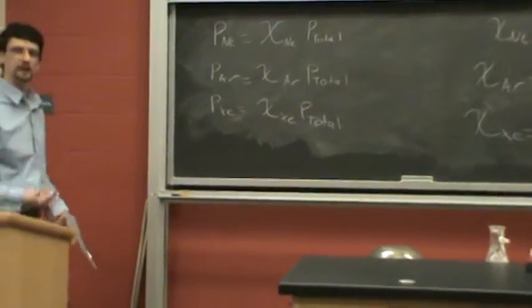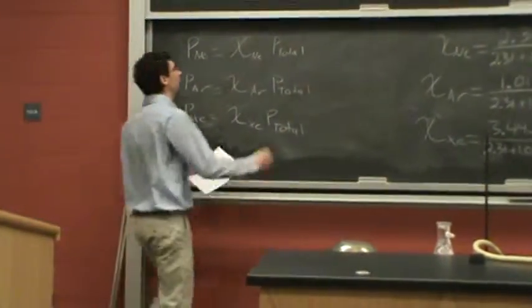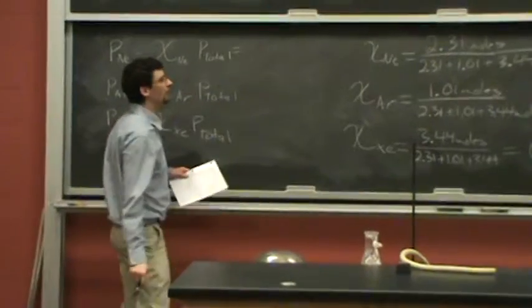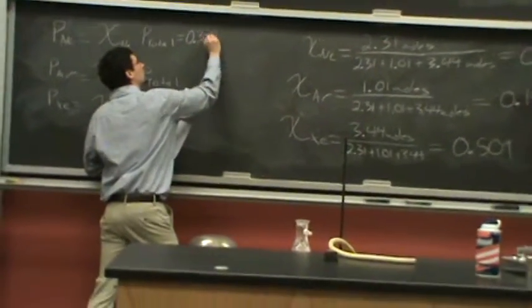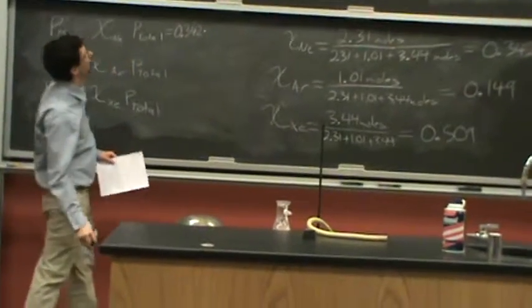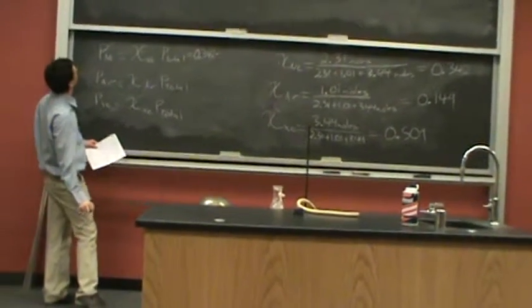Okay, now we have these values. All we have to do is plug in and solve. So we have 0.342 times, what was our total volume? Or total pressure, excuse me?